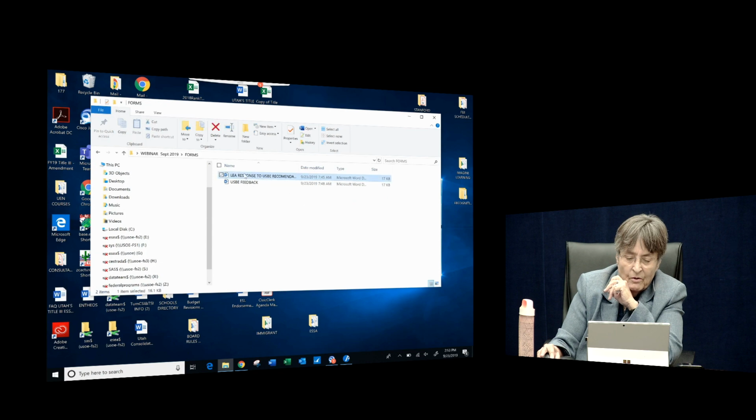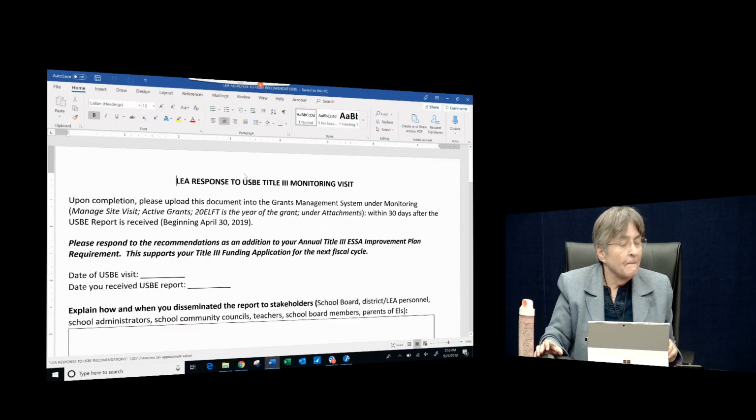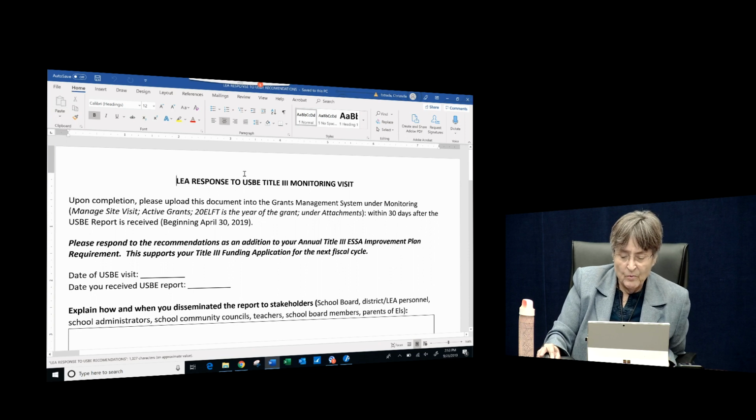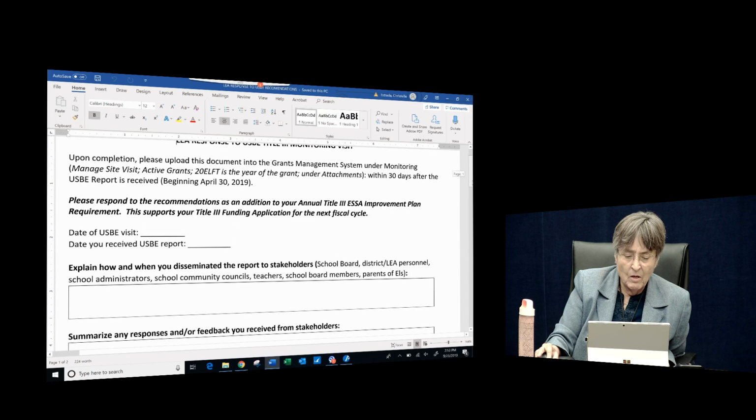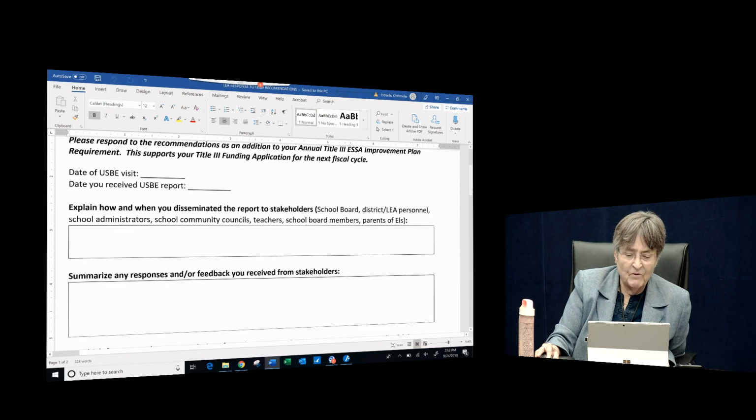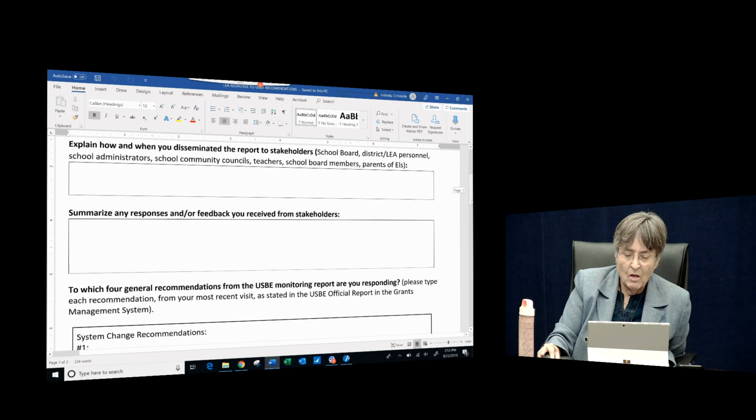Here is, and we're going to do this really briefly, a template I worked with all the ALS directors to design, for after the monitoring visit when we send the official USBE report. This is in the grants management system. It includes the date of the visit, the date you receive the report, and an explanation of how you disseminate it. The biggest stressor for me is when parents aren't involved, so you have to involve the parents in relation to the recommendations or the findings.